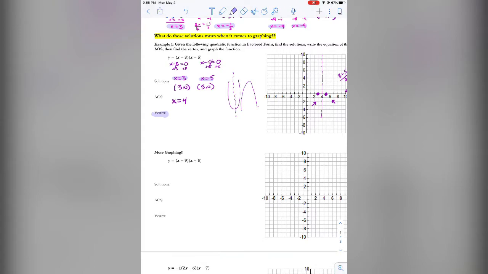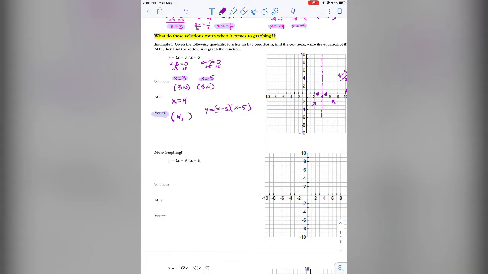And so right away, we know for our vertex, our x is going to be 4. We don't know what the y is, but we do know the x is 4. Well, let's figure this out. If we remember, our original equation was y equals x minus 3 times x minus 5.